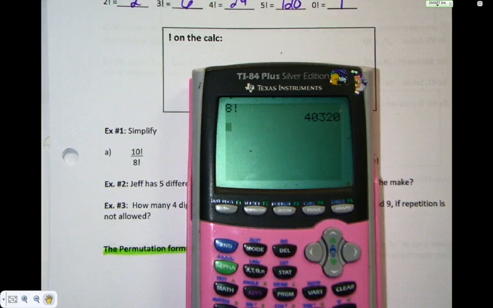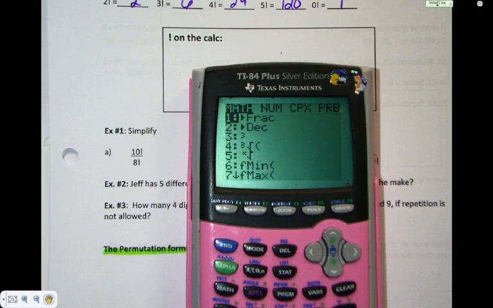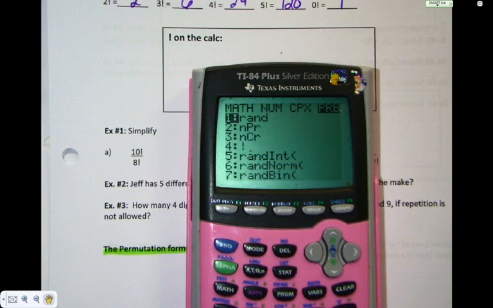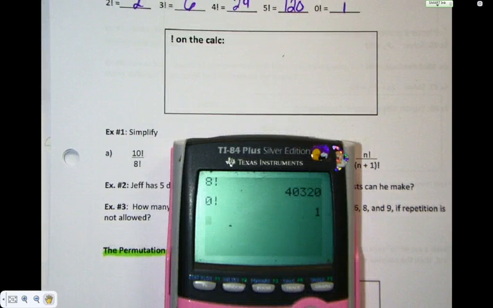Let's just test 0 factorial and show that it's 1. So 0 first. Then, not second function, just math. PRB, number 4, enter. Write down whatever steps you need in the box to remember that.